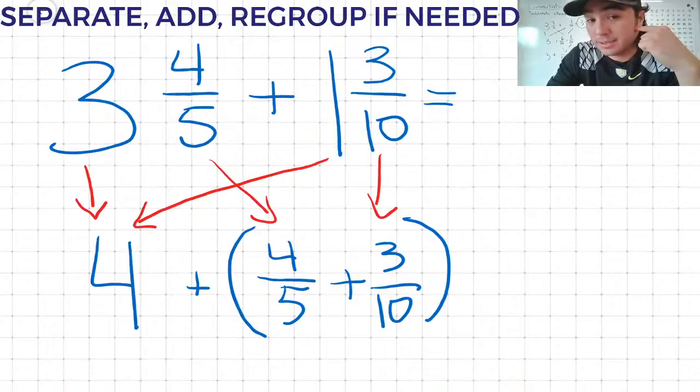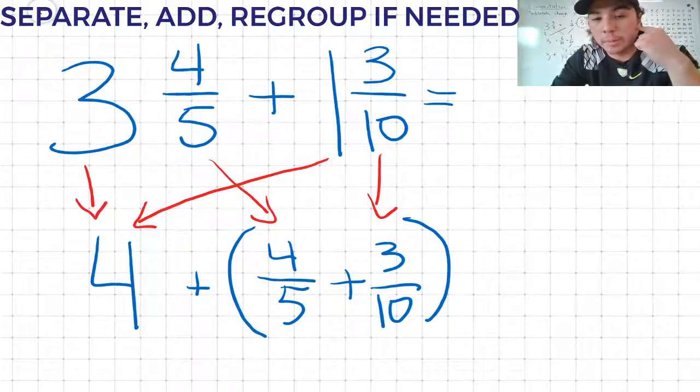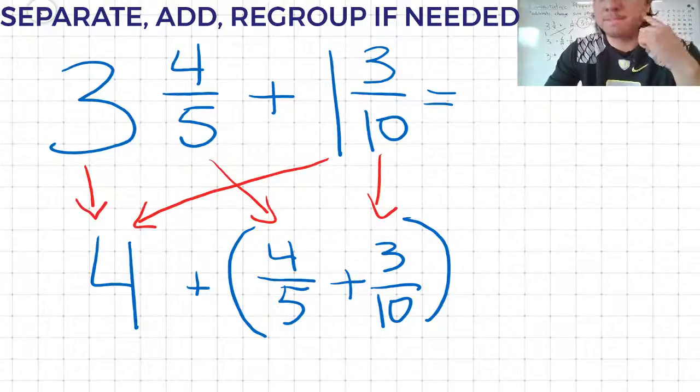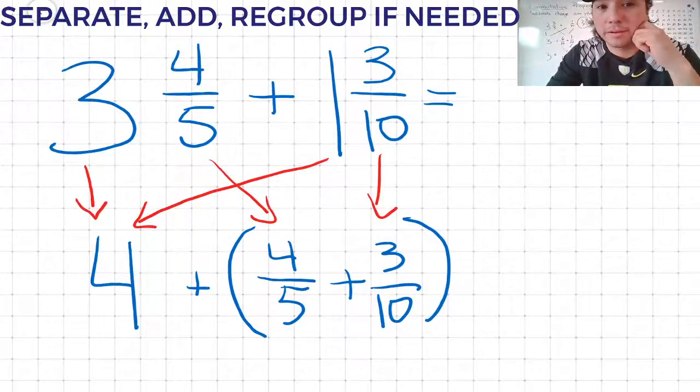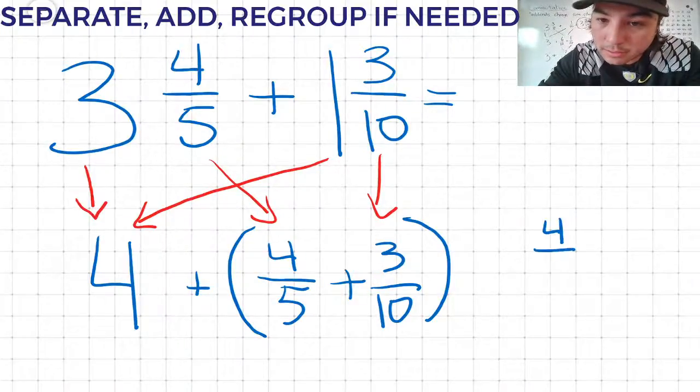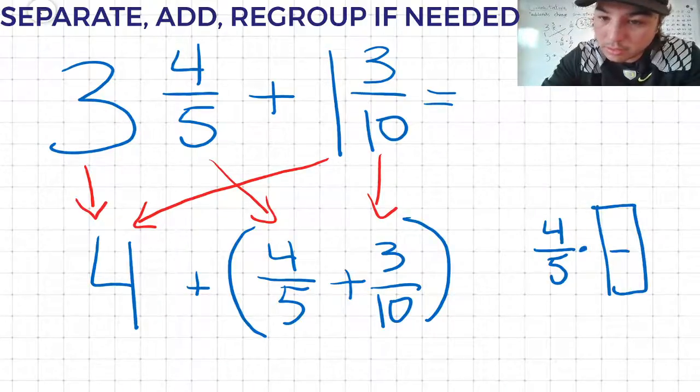Okay, so 3/10 can stay the same. Remember, if we're dealing with fifths and tenths, 10 is a multiple of 5. 5 is a factor of 10. So we can just do 4/5 times our equivalent of 1 equals some tenths.